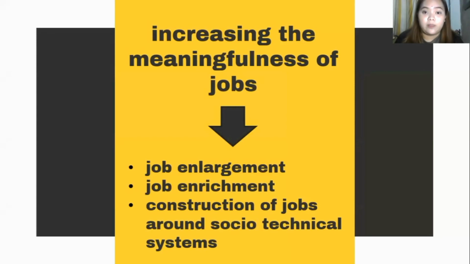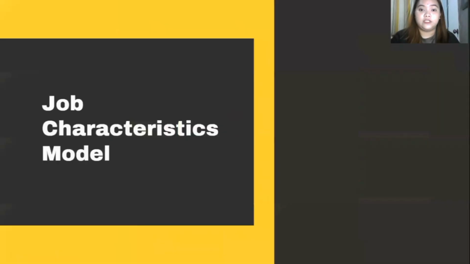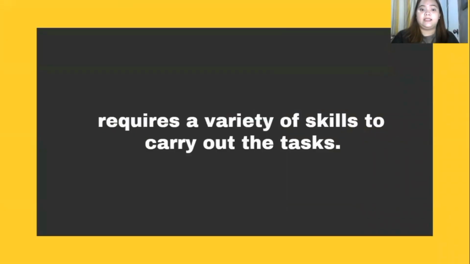So in the motivational approach, they tend to make the work interesting for the employees so that they will be more encouraged or motivated to work and perform better. In the motivational approach, we have the job characteristics model. The first one is skill variety. Skill variety requires a variety of skills to carry out the task. It involves the use of the employee's different skills and talents in doing a work.